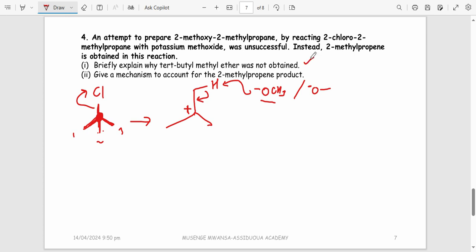So briefly explain why tert-butyl methyl ether was not obtained. Because the reaction is going to undergo elimination instead of substitution when you get to use this nucleophile that you have, the potassium methoxide. Give a mechanism to account for the 2-methylpropene product. We've already talked about how the mechanism is going to happen, isn't it? We've already written the mechanism. Yes, please.